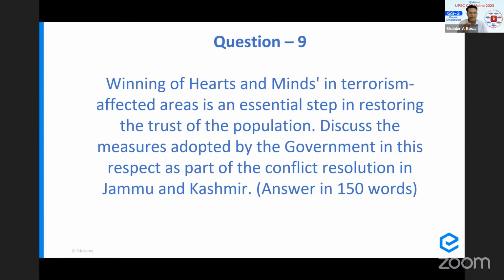There's one difference here, that you had to write about what the government is doing in conflict resolution. I think that was the key word. Most would read this as what the government is doing for development. I'm not saying the points will be dramatically different, but if you spend some time, you would know that conflict resolution is not the same as development.